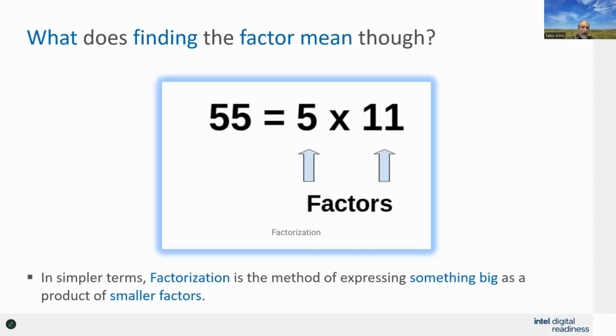This is just a mathematical tie-in. When we take a number and we factor it, what are we really doing? We're breaking it down into its component pieces. When you factor a number, you're trying to find the things that you multiply together that most efficiently make up that number. If the number 55 is divisible by both 5 and 11, those are the factors of that number. Basically, factorization is a method of taking something big and showing it as a product of smaller factors, breaking it down into smaller pieces.